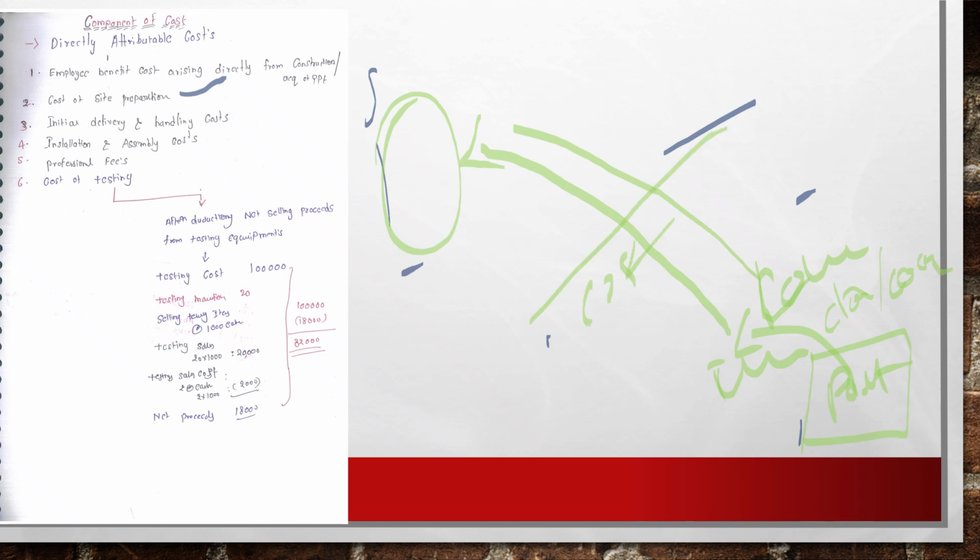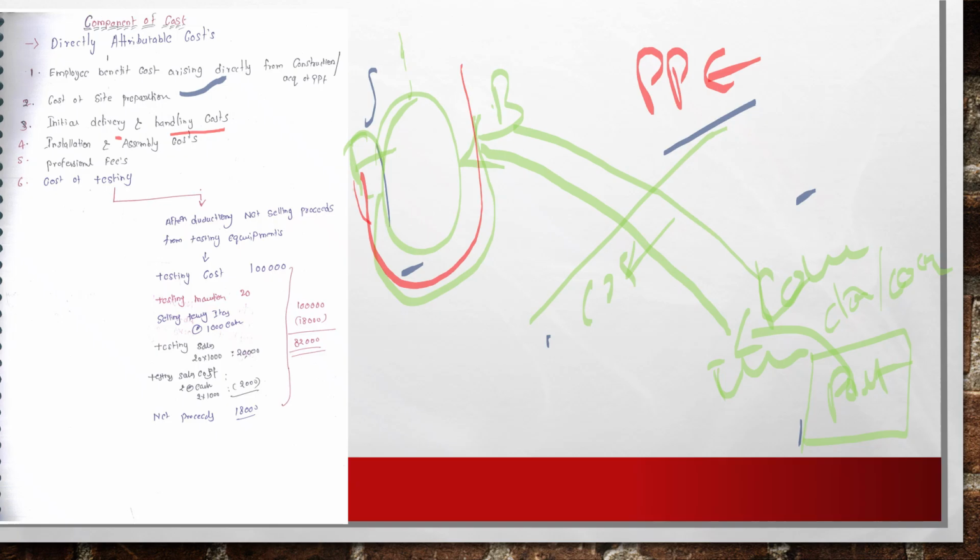And also, within the factory there are several phases: phase 1, phase 2. From phase B to phase A, you won't allow private vehicles inside the factory, and the own factory vehicle or a separate vehicle will take our machine from phase B to phase A. So these costs are also initial delivery costs, and handling costs should also be included in the cost of the PPE. And also installation and assembling cost.